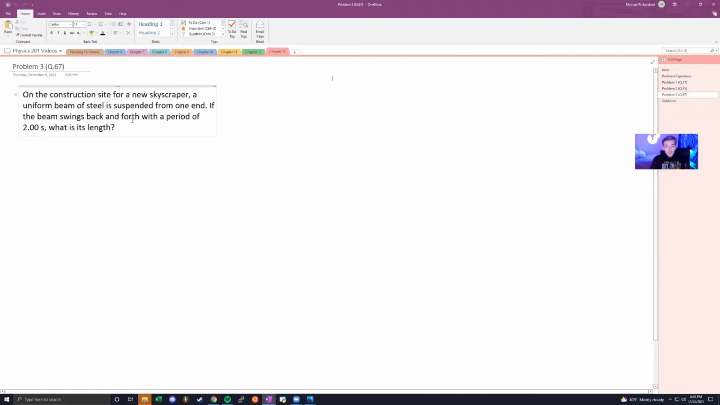On the construction site for a new skyscraper, a uniform beam of steel is suspended from one end. If the beam swings back and forth with a period of 2 seconds, what is its length? Okay, so it doesn't really look like it says this, but we're dealing with a physical pendulum. It says on a construction site for a new skyscraper, a uniform steel beam is suspended at one end, the beam swings back and forth, and so on.